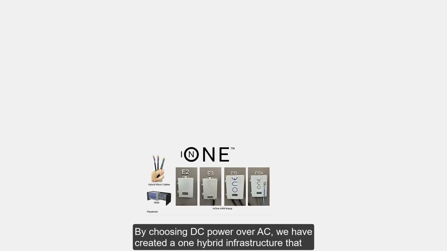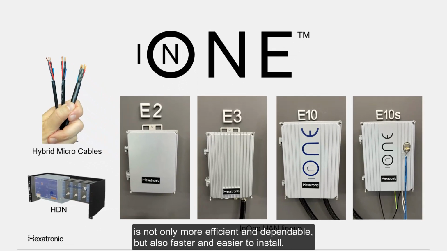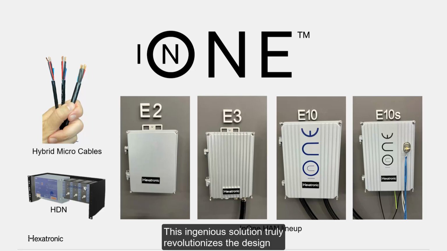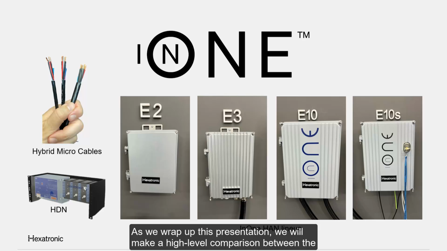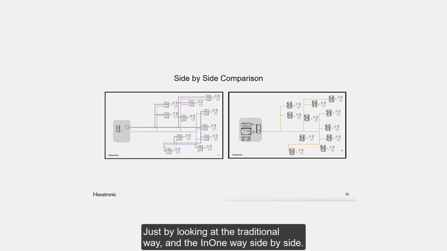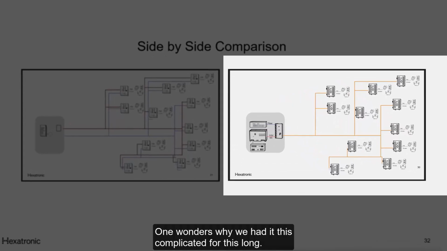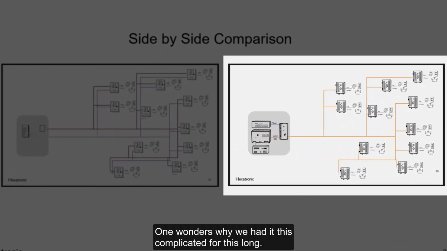By choosing DC power over AC, we have created a one hybrid infrastructure that is not only more efficient and dependable, but also faster and easier to install. This ingenious solution truly revolutionizes the design and implementation of power and data infrastructure. As we wrap up this presentation, we will make a high-level comparison between the traditional approach to infrastructure installation and the Hexatronic way. Just by looking at the traditional way and the InOne way side by side, one wonders why we had it this complicated for this long.